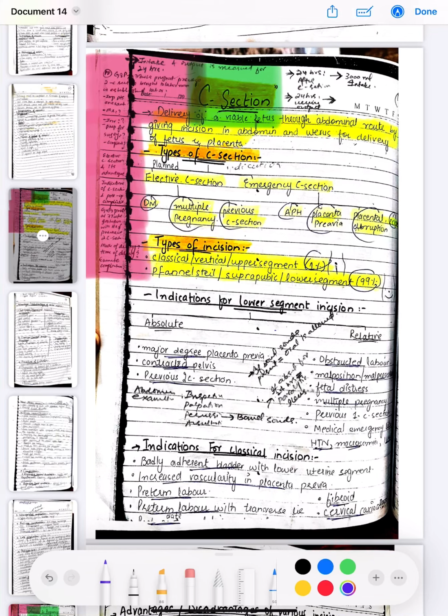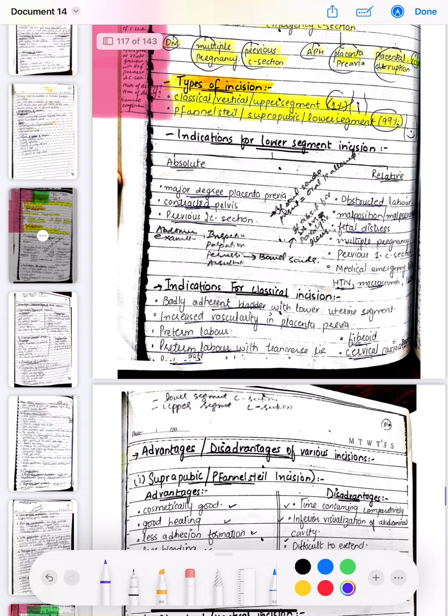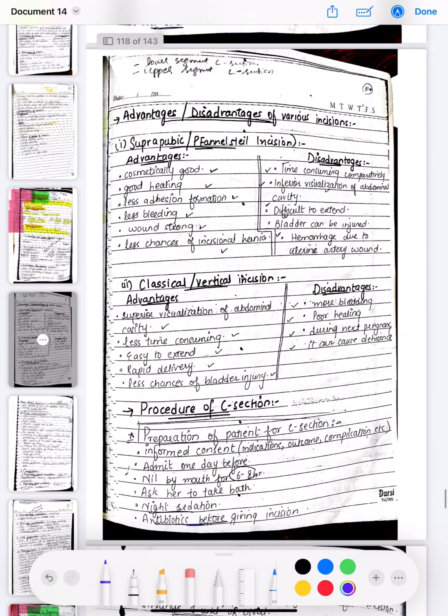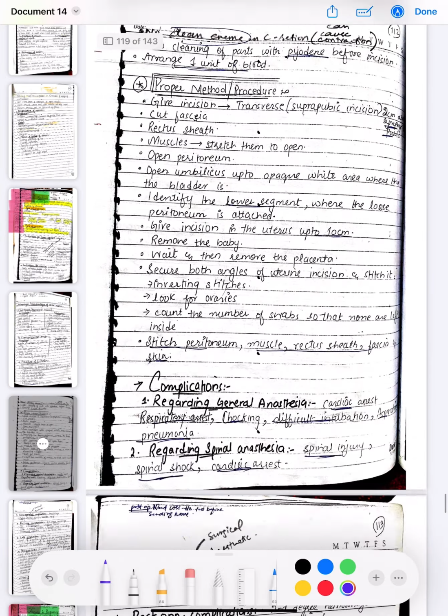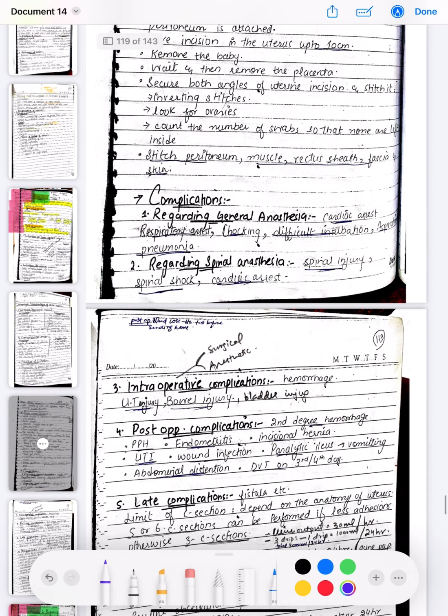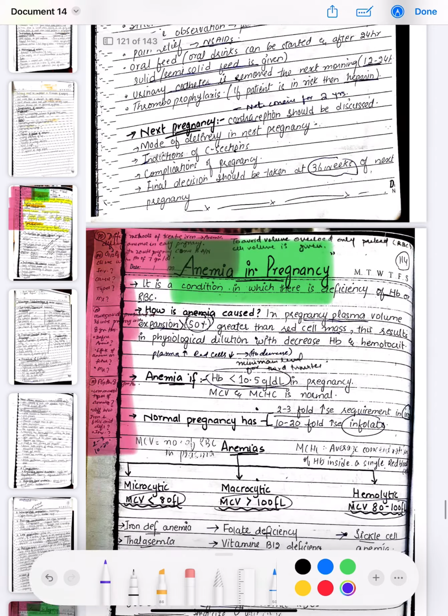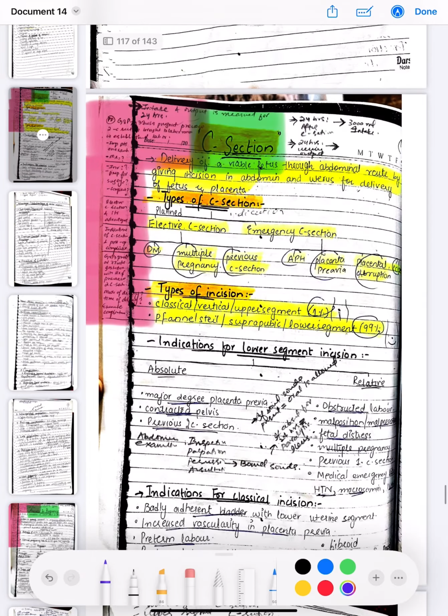So we are going to discuss the C-section procedure and all the important things that are related to the C-section, that is the indications of the C-sections and the advantages and disadvantages, and what are the types of incisions and what is the proper method of the C-section and what are the complications of C-section. We are going to discuss all these things in this video.